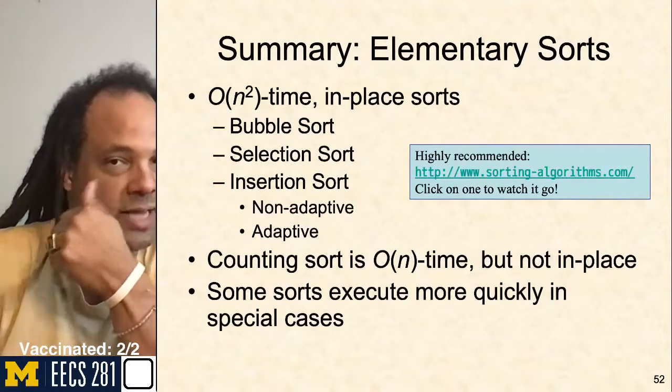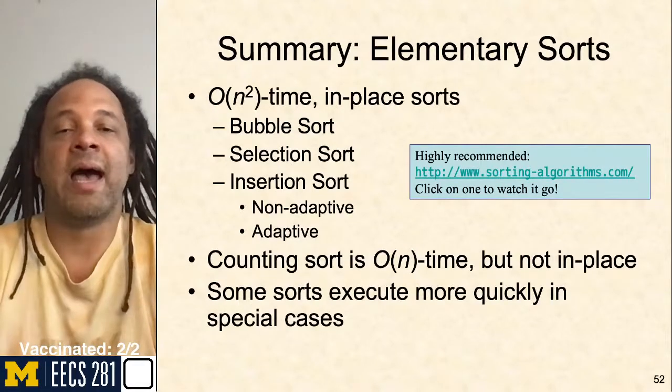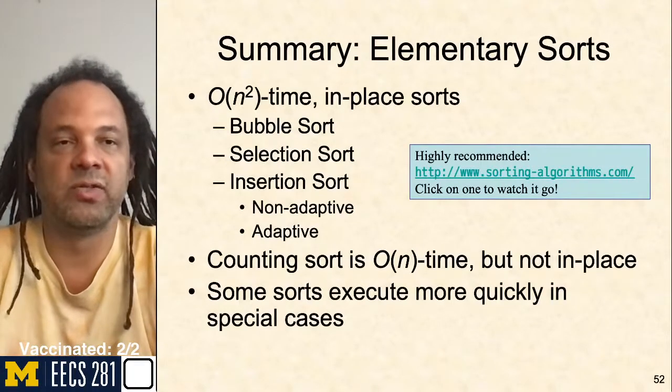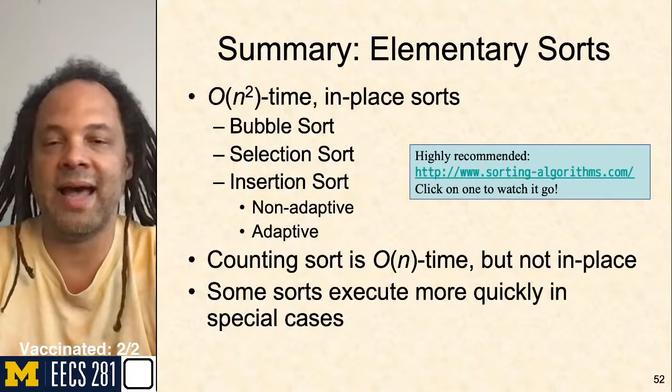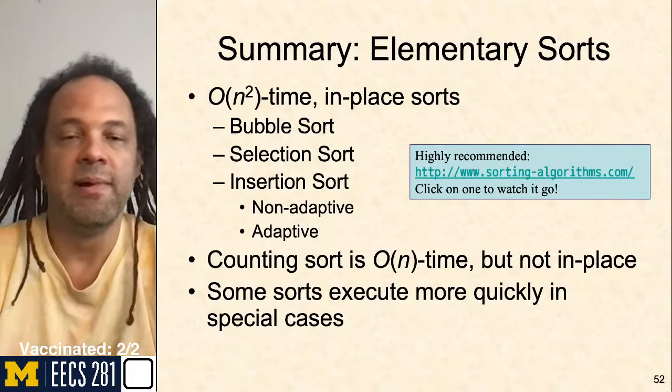Here's our summary. We looked at some n squared time in-place sorts: bubble sort, selection sort, insertion sort. We looked at non-adaptive and adaptive versions of them.